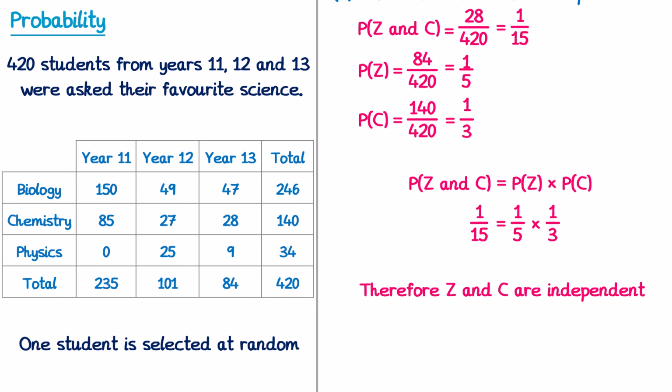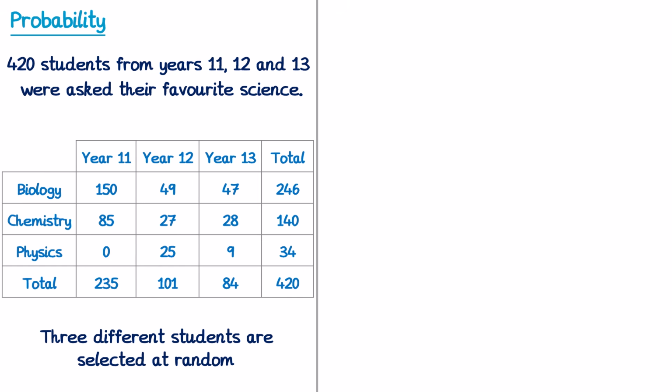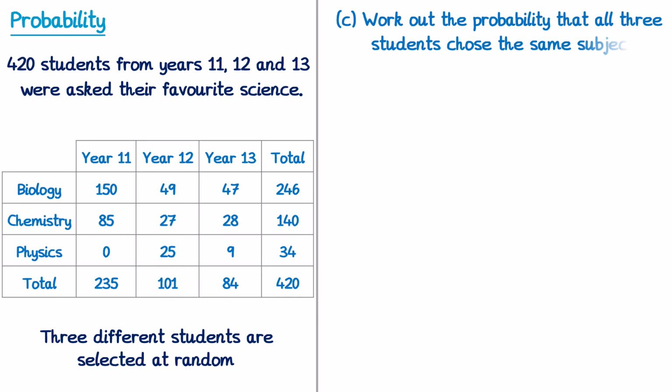For the next part of this question, instead of selecting one student, we're actually going to select 3 different students. The next question says to work out the probability that all 3 of these students chose the same subject. To do a question like this, we want to work out the probability of each of the outcomes where this is true. There are 3 ways in which all of the students could select the same subject. If all 3 of them selected biology, all 3 selected chemistry, or all 3 selected physics. So we just need to work out these probabilities, then add them together.